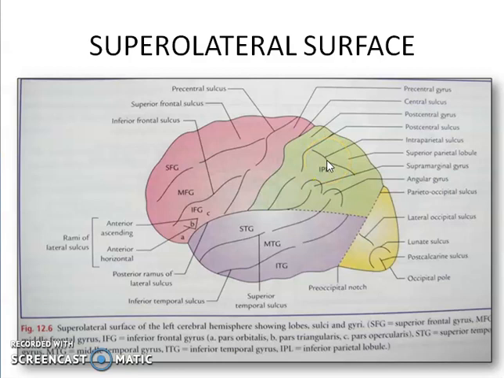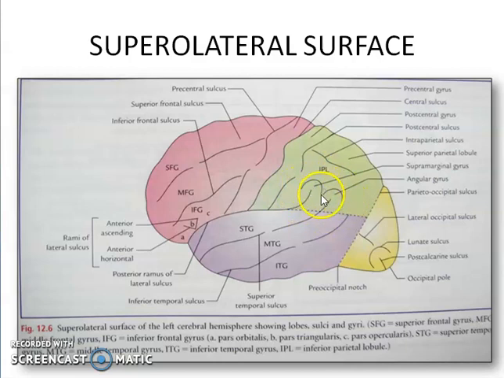The intraparietal sulcus arises from about the middle of the postcentral sulcus, and it divides the remaining part of the parietal lobe into the superior parietal lobule and the inferior parietal lobule. Within the inferior parietal lobule lie two gyri, the angular gyrus and the supramarginal gyrus.